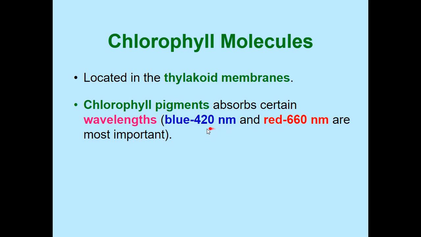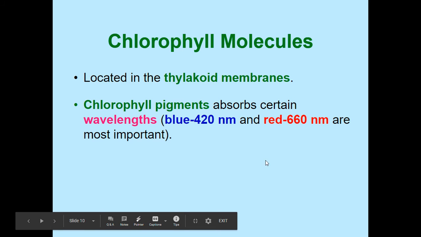If you remember from physical science, we went over waves. In waves, each color is defined by a wavelength. Blues are a smaller wavelength than red is, but these are typically the size of the waves of the colors that chlorophyll loves to absorb the most. Okay.